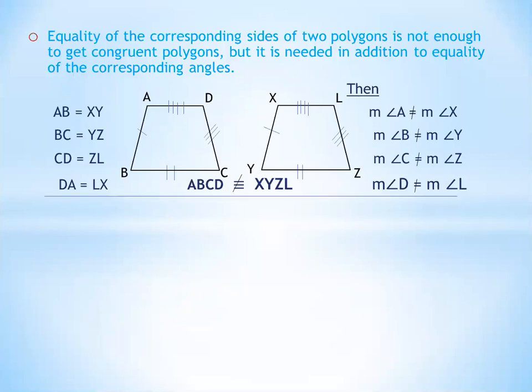Does that mean that the two polygons are congruent? No, they are not congruent. Why? Because the measure of angle A doesn't equal the measure of angle X, angle B doesn't equal angle Y, angle C doesn't equal angle Z, and angle D doesn't equal angle L. That means the two polygons are not congruent.